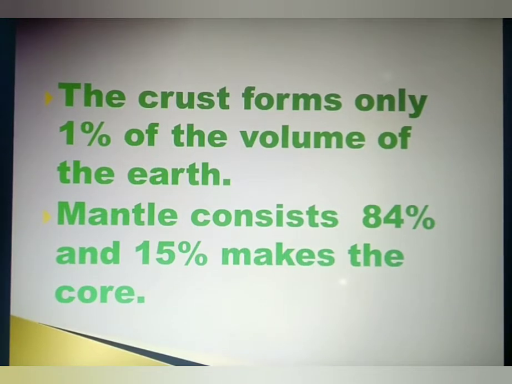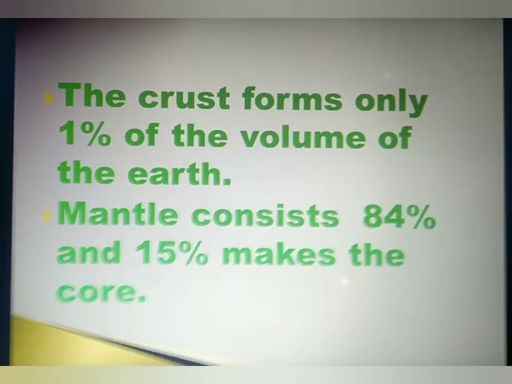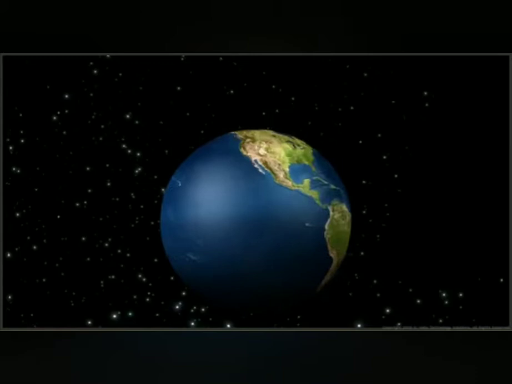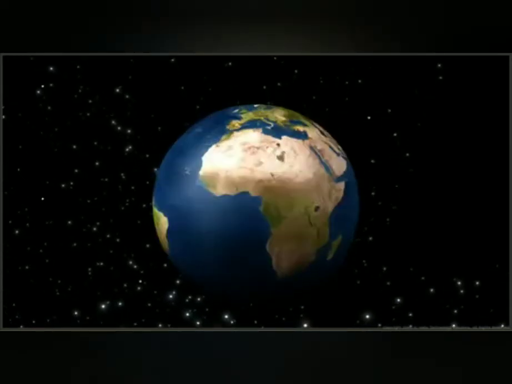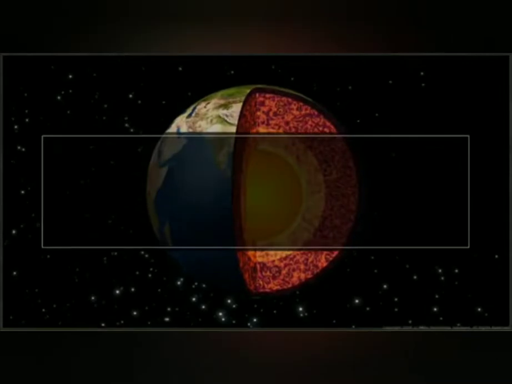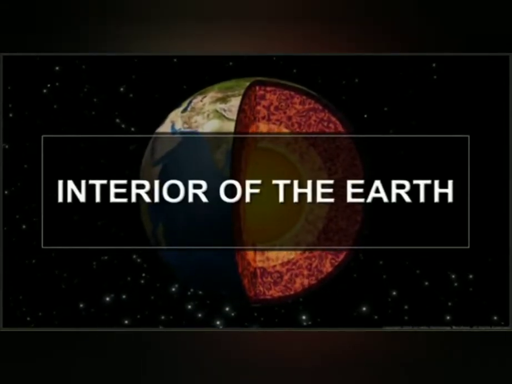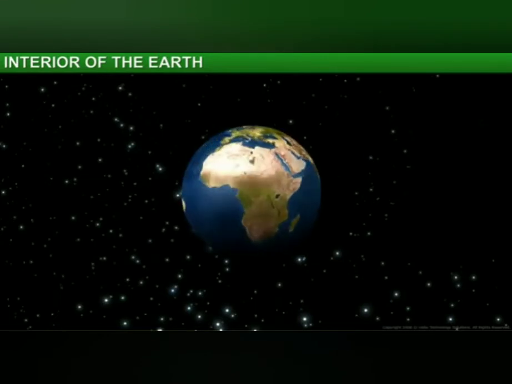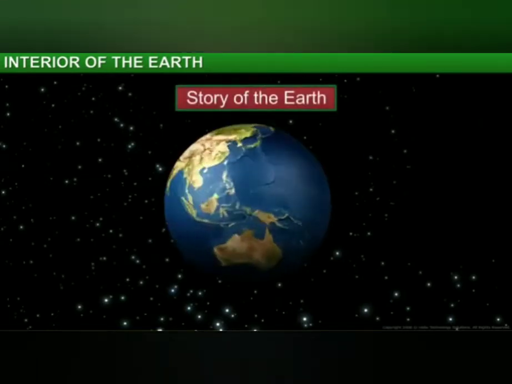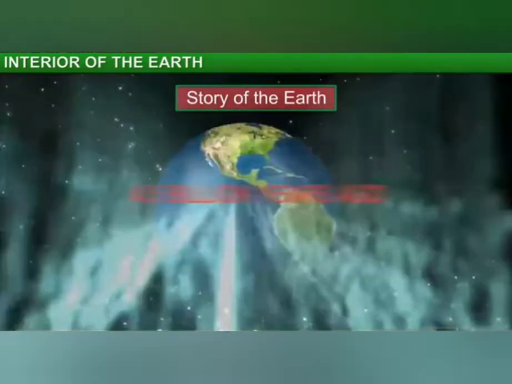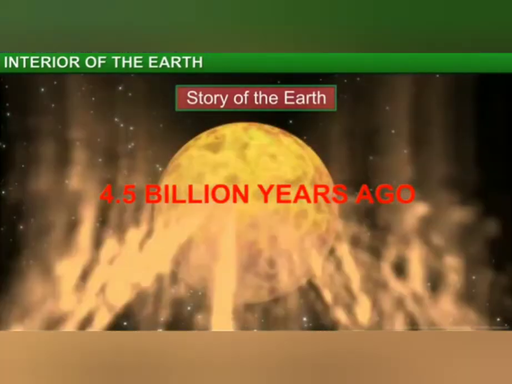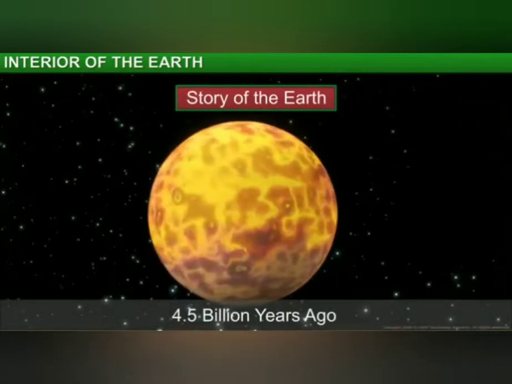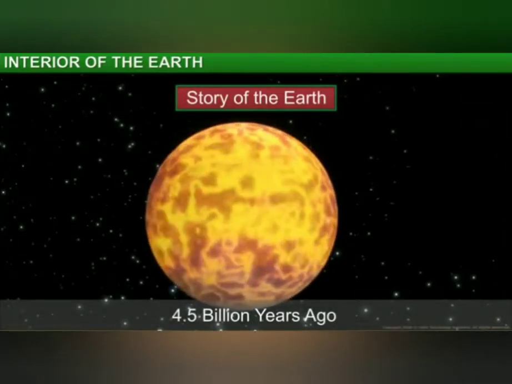Now, just listen to the video and recall what we learned. In this module, you will learn about the internal structure of the earth. To understand the structure of the earth, first, let's get a background on how the earth was formed. It happened 4.5 billion years ago. The earth then was nothing like what it is today.